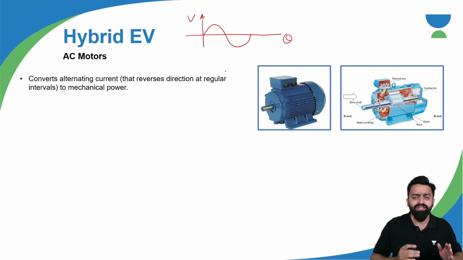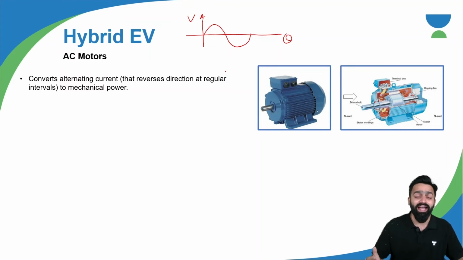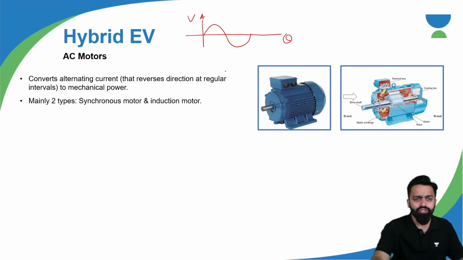So what happens in an AC motor is, you provide alternating current to the motor as input, and it converts that into mechanical energy. There are mainly two types: one is the synchronous motor and the other is the induction motor. Now we'll understand these two in detail.